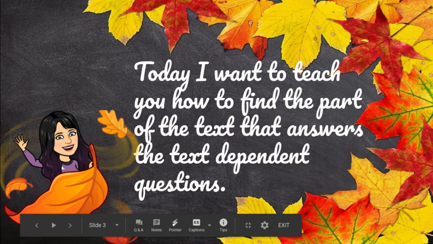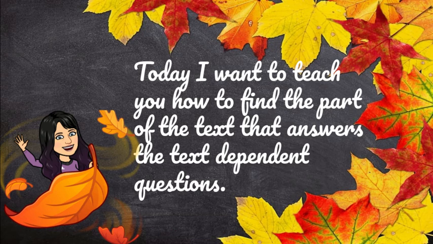So today, I want to teach you how to find the part of the text that answers the text dependent questions. That is that part that is specific to the response and that cites exactly what you're looking for when you're trying to find an answer to a question. It's important that you know that when you're looking at these questions, you need to be looking at the text. Do not rely on your memory.